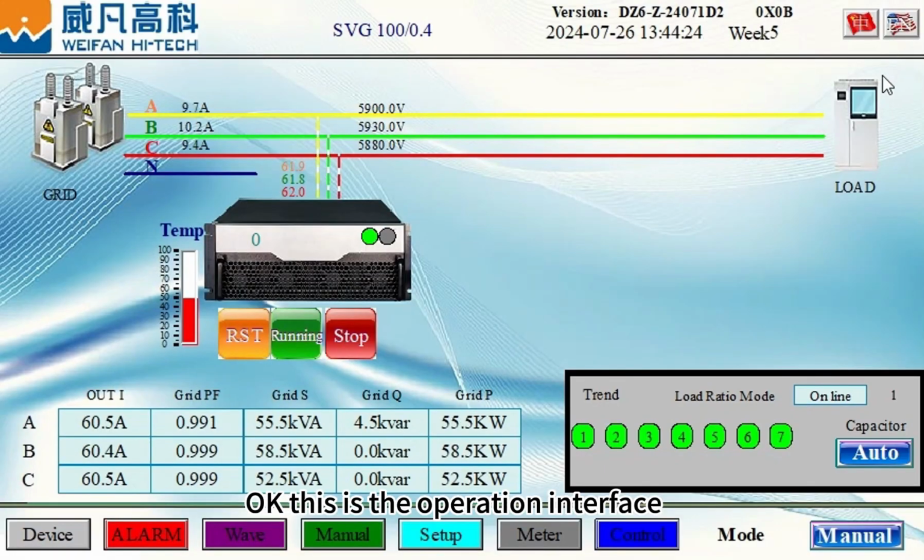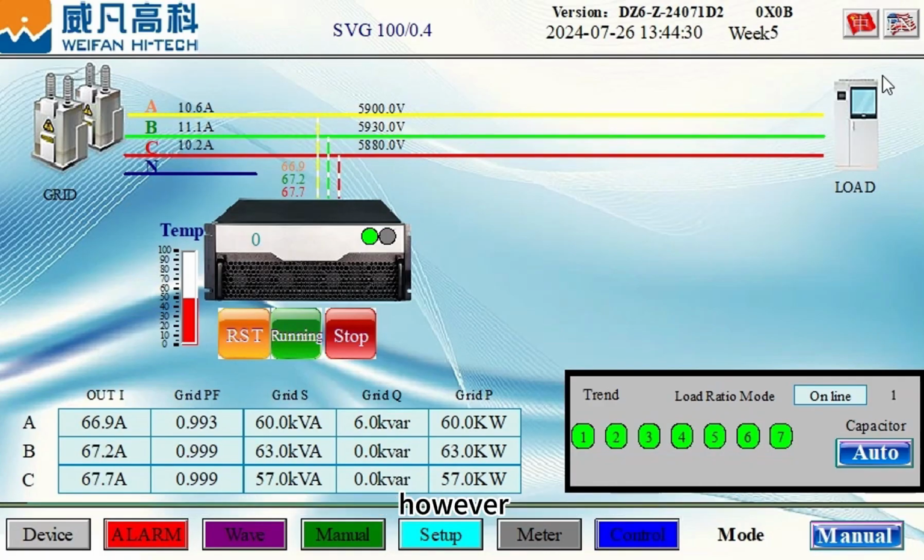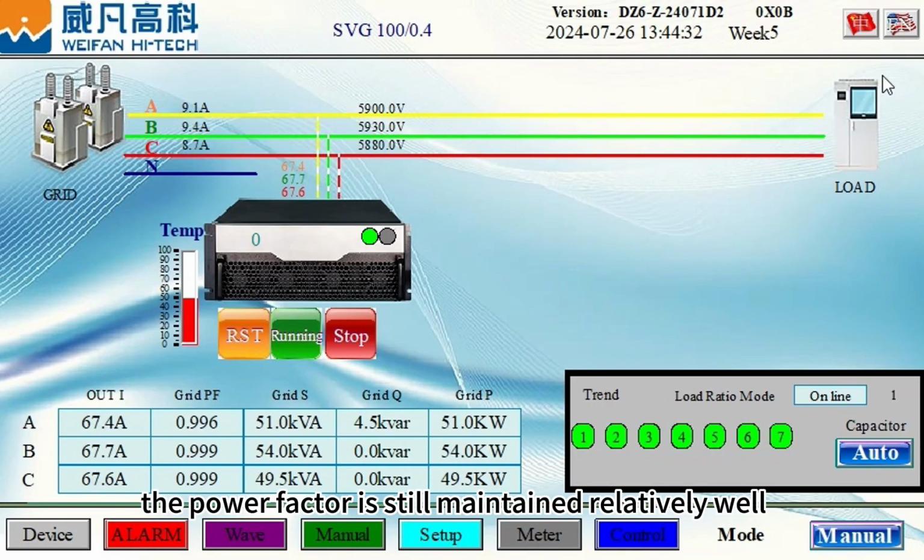Okay, this is the operation interface. You can see that the load is fluctuating rapidly. However, the power factor is still maintained relatively well.